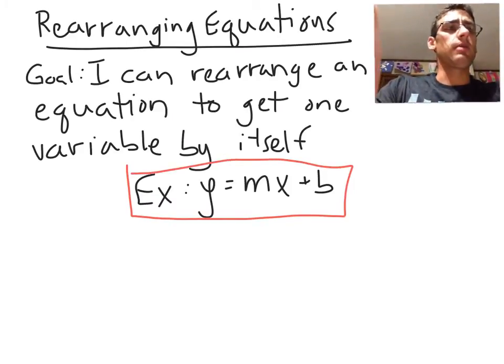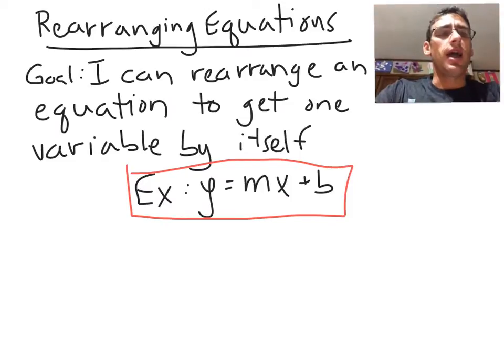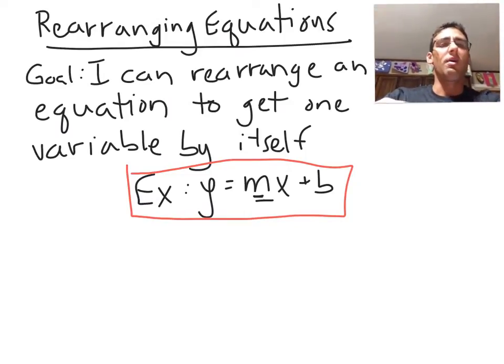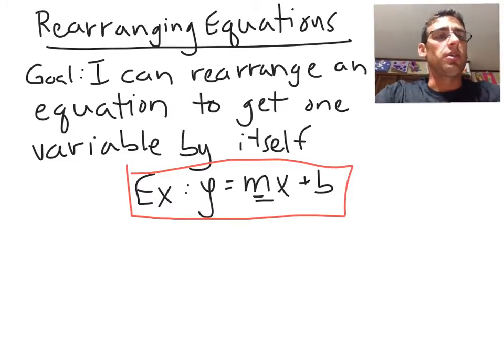So the kind of thing that you'll be able to do is if I ask you, hey, figure out what m is. So I'm going to give you y, and I'm going to give you x, and I'm going to give you b. I want you to figure out what m has to be. Well, that's something that can be a little bit complicated for us, but if we could change the order of this around so that m was over here by itself, well, then that might make it a lot easier. So that's the kind of thing that we're going to try and do with this set of notes. Rearrange an equation to get one variable by itself.